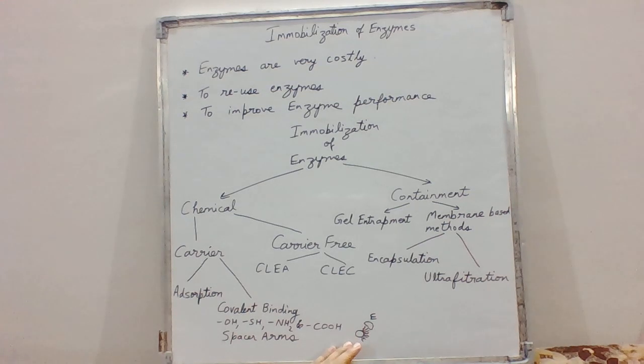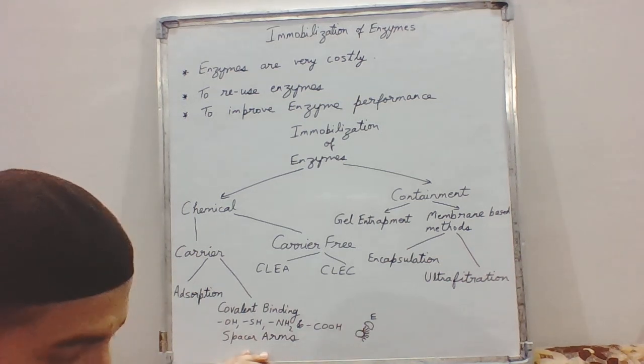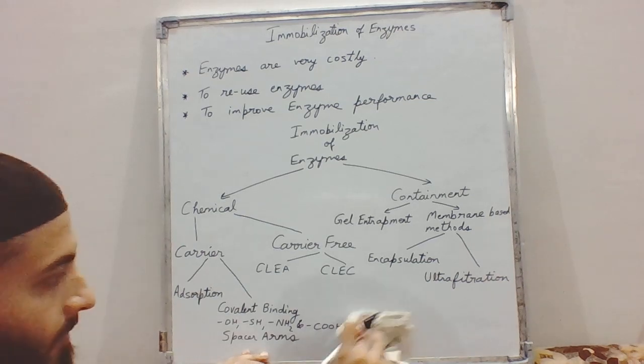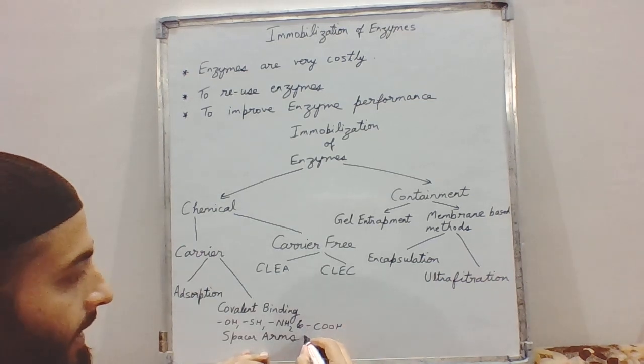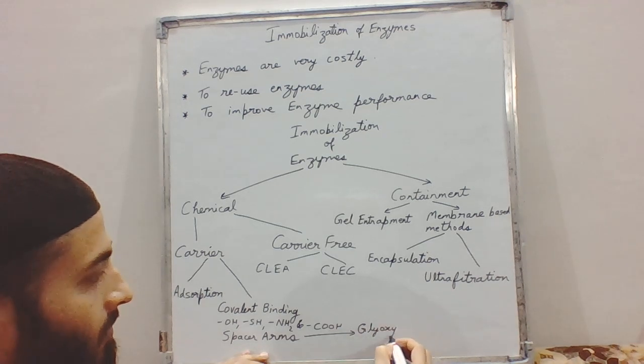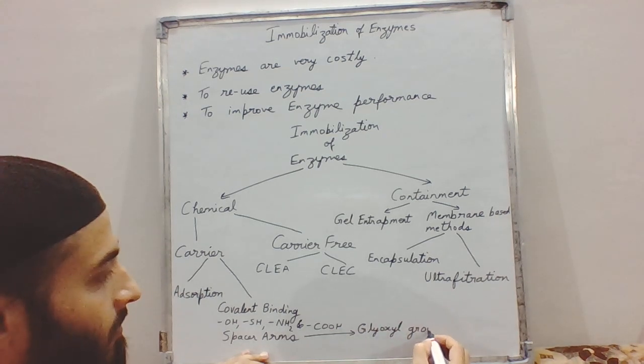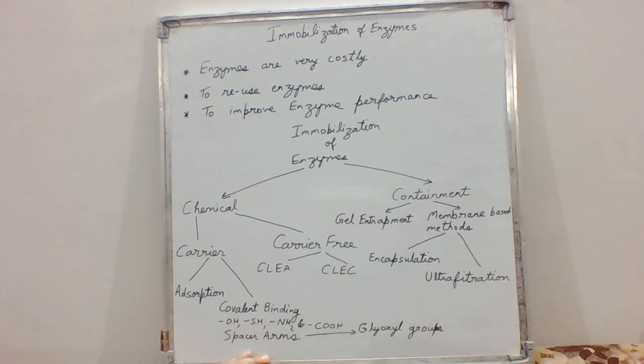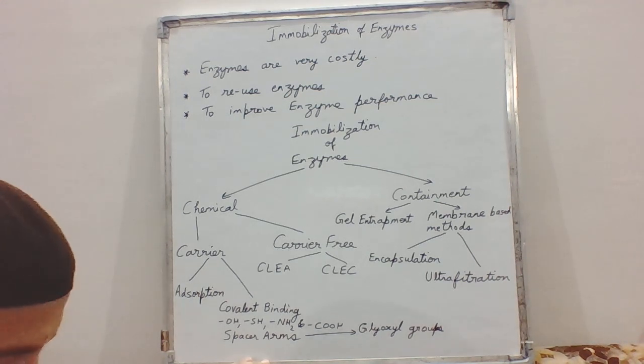So generally used spacer arms are glyoxyl groups and epoxy groups.